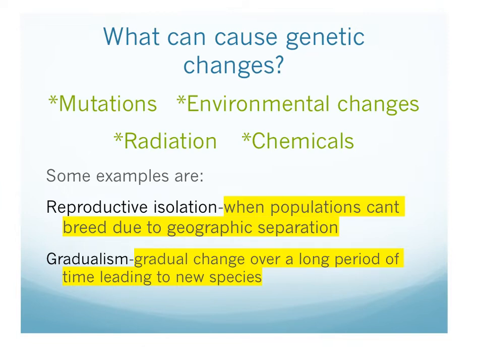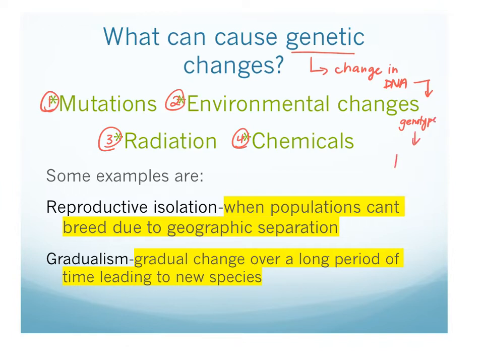So you should be very familiar with the 4 things that cause genetic changes. And those 4 things are mutations, environmental changes, radiation, and chemicals. And remember, if you're causing a genetic change, you're causing a change in the DNA, which is going to change your genotype, which eventually is going to change your phenotype, or what you look like on the outside.